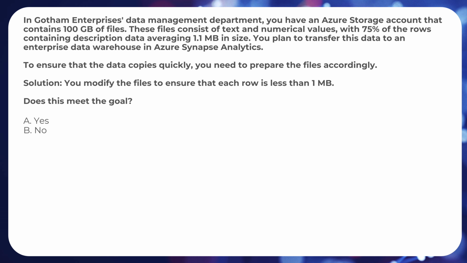In Gotham Enterprises Data Management Department, you have an Azure storage account that contains 100 gigabytes of files. These files consist of text and numerical values, with 75% of the rows containing description data averaging 1.1 megabytes in size. You plan to transfer this data to an enterprise data warehouse in Azure Synapse Analytics. To ensure that the data copies quickly, you need to prepare the files accordingly. Solution: you modify the files to ensure that each row is less than 1 megabyte. Does this meet the goal?